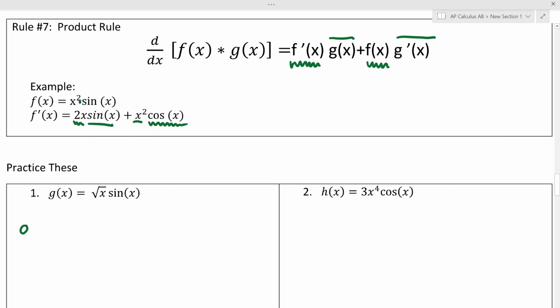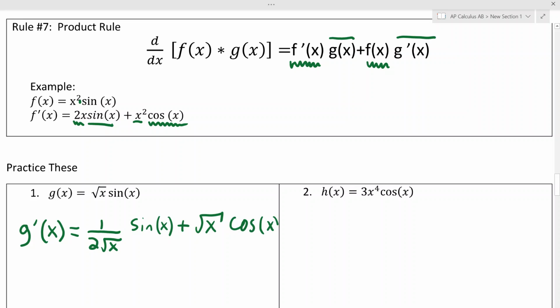So we have g prime of x. I'm really hoping you guys are trying these over there and not laying in bed. You've got to treat this like a real class. We're going to get through this. So, g prime of x. You derive the first thing, which is root x. And I told you, just go ahead and memorize, root x derives to 1 over 2 root x. Multiply it by the second thing, sine x. Plus, leave the first thing, root x. Derive the second thing. Sine derives to cosine. We're just using all the individual rules we have and putting them in their places. Questions on that? Feeling good?